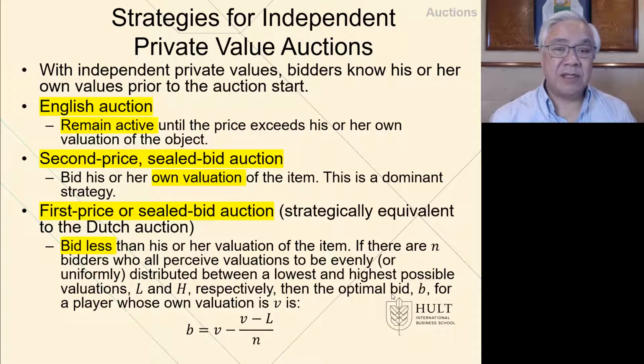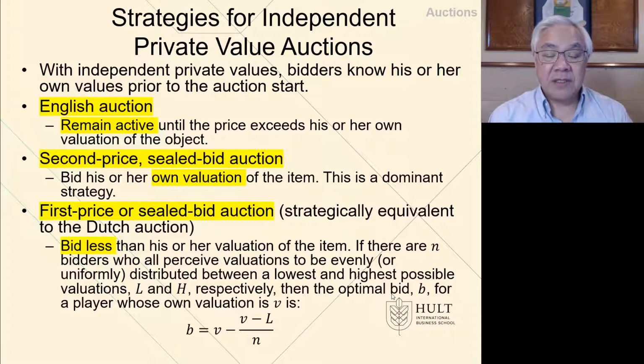How would we handle conditions where there is an independent private value? In the case of an English auction, you remain active until the price exceeds your valuation, then you stop. In the second price sealed bid auction, you bid your valuation. It can't hurt you, because if you won the bid, you wouldn't pay that. You would pay the second price. And the third case is first price sealed bid auctions, which are strategically equivalent to the Dutch auction. So in these cases, bid less than your valuation.